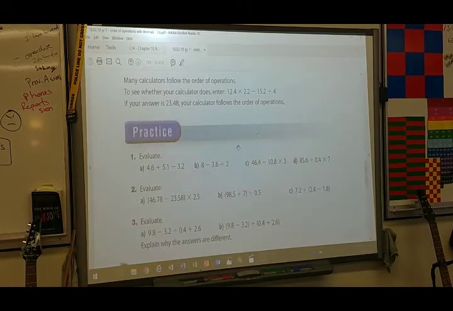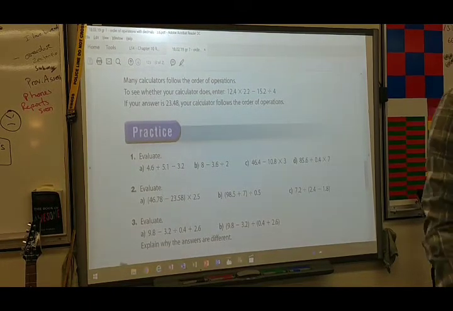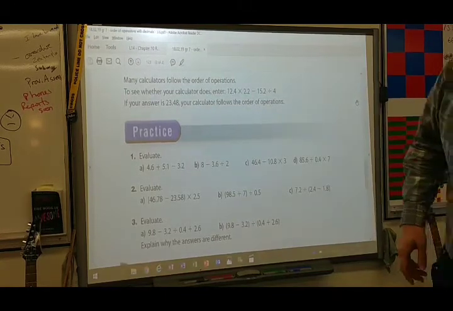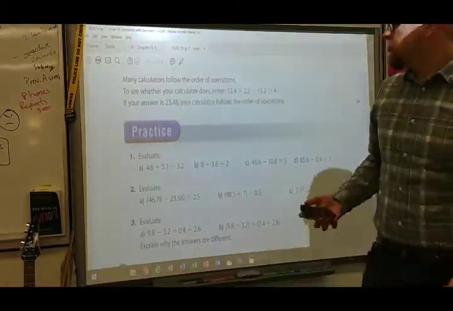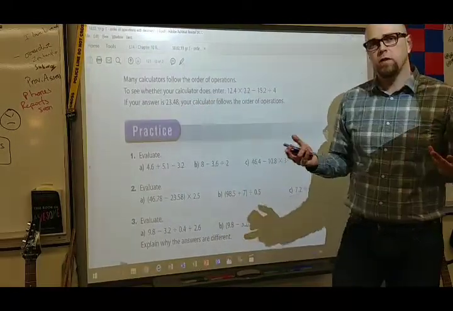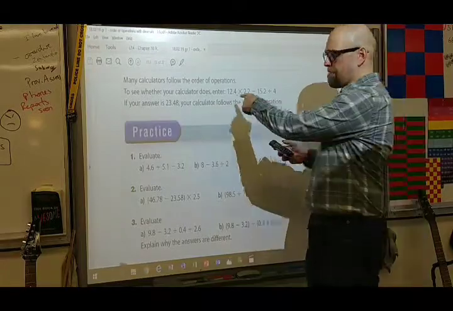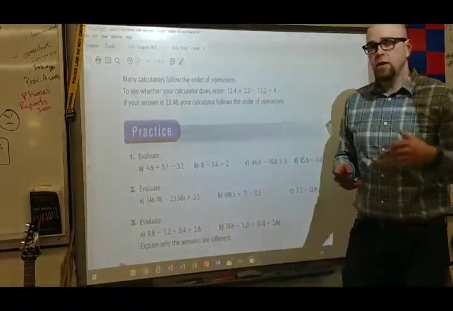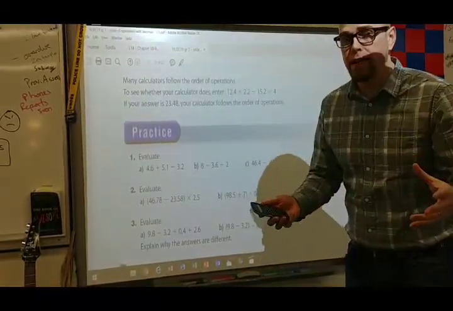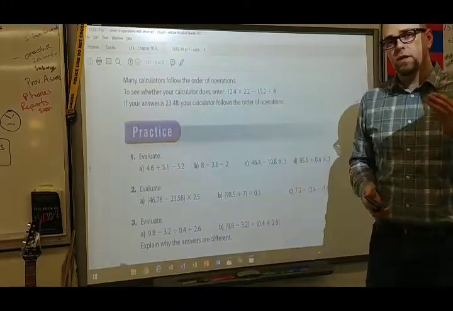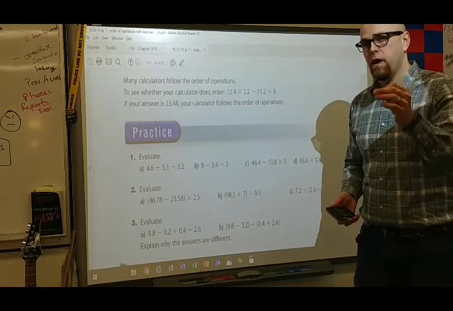We're now on to the practice here. And we can begin. But the final thing it says, some calculators follow the order of operations. What that means is some calculators, if I just tap in exactly what I see, your calculator will automatically give you the answer. So this is where you test. Does your calculator give you the order of operations?